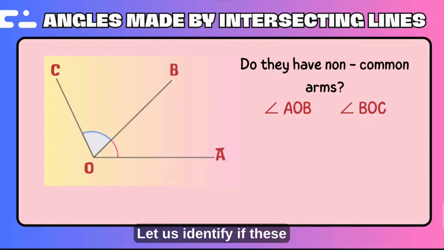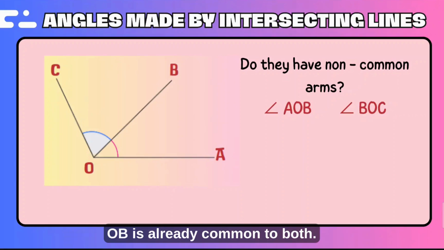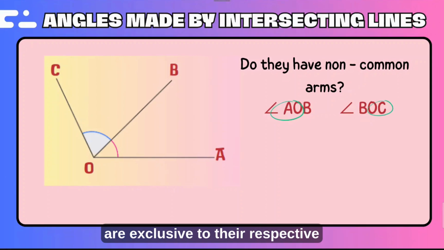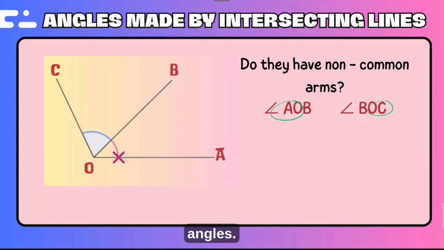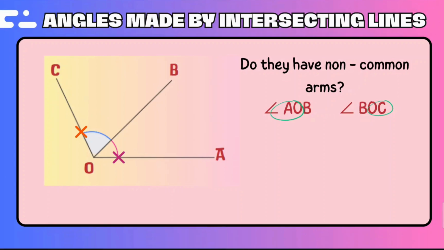Let us identify if these angles have non-common arms. Observe the names closely and you will find the answer. OB is already common to both. That means OA and OC are the non-common arms. These arms, if you look at the illustration, are exclusive to their respective angles. OA is exclusive to angle AOB and OC is exclusive to angle BOC.